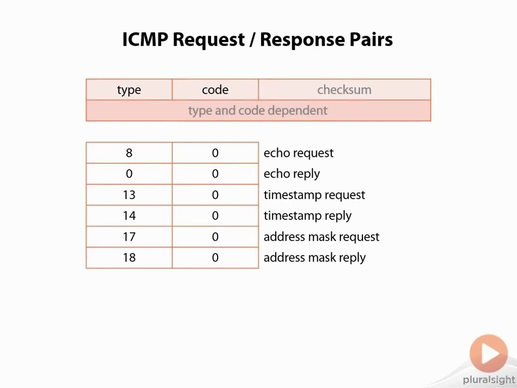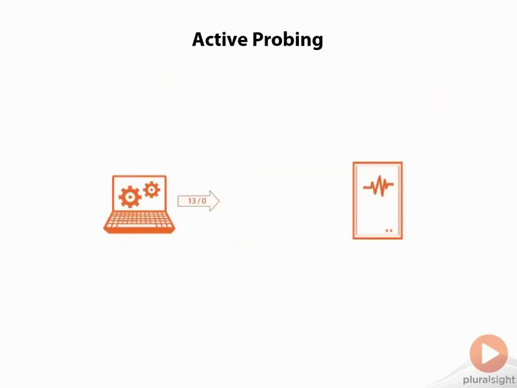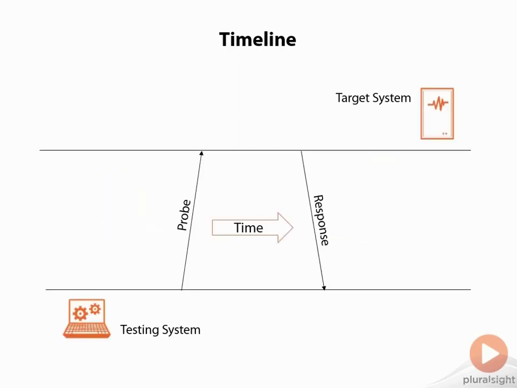There are three request and response pairs: echo, timestamp, and address mask. If a querying host sends an echo request to a destination, the destination host is supposed to send the matching response. So if Nmap sends a timestamp request to a target system using type 13 and code 0, the target should respond back with a timestamp reply with a type 14 and a code 0. We're going to be discussing several of these request and response dialogues throughout the remainder of this course, so let's introduce this timeline with this simple example to help with more complex examples that will come later.